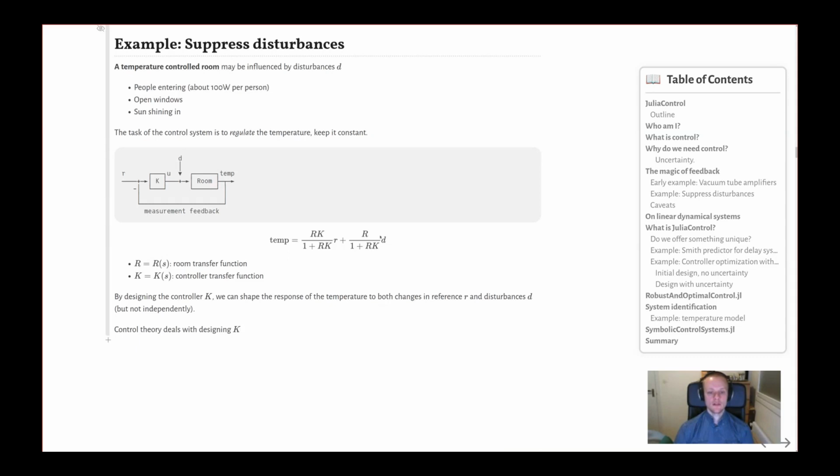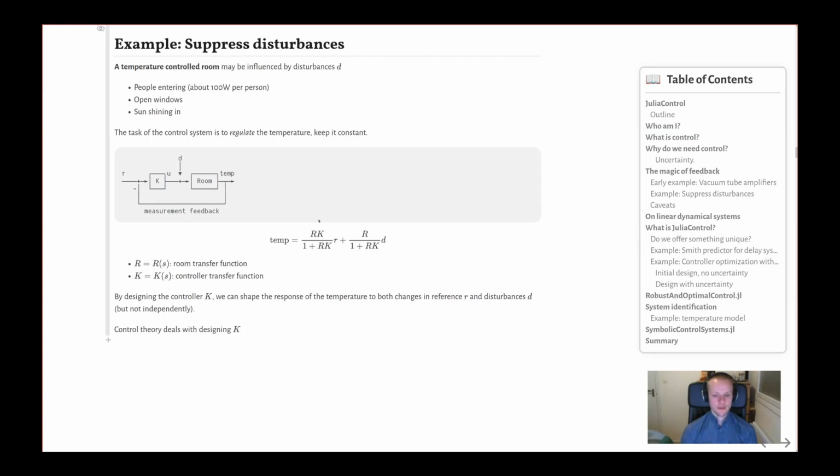So we can choose to either shape the response to a disturbance, or we can choose the response to a reference, or we can try to make it so that both of these transfer functions look okay. And if you want to shape them both independently, then you can add another box here that you also choose with a shaping of the reference. And then you can shape these two functions the way you want. And control theory is really about designing K in this instance.